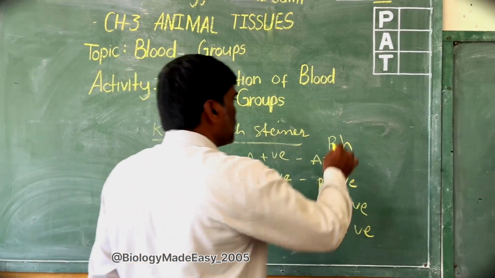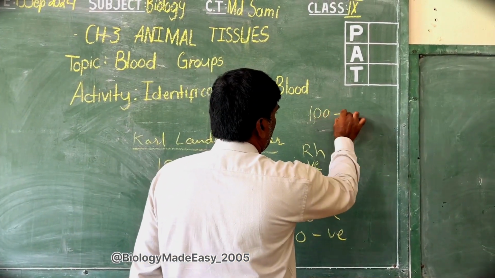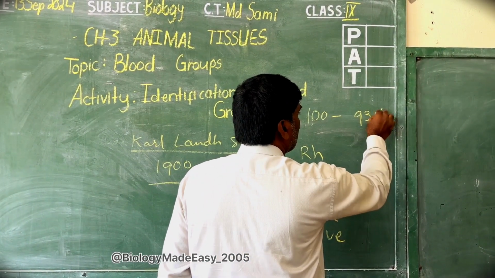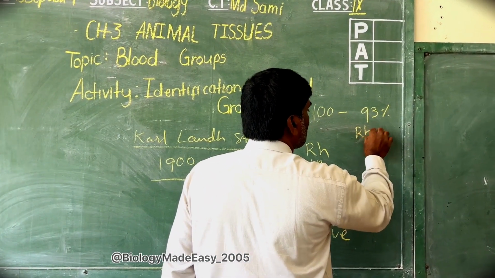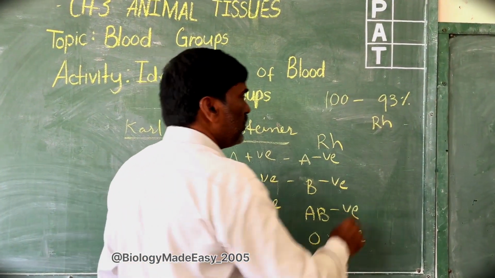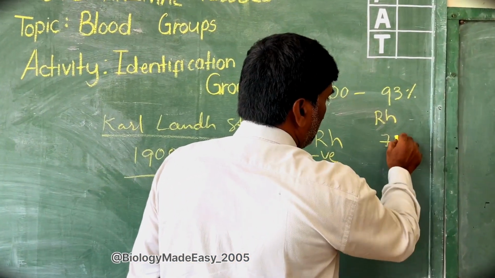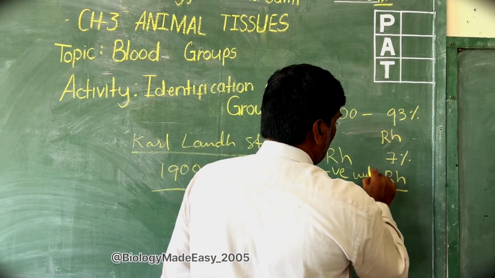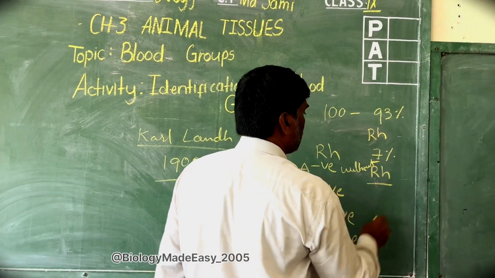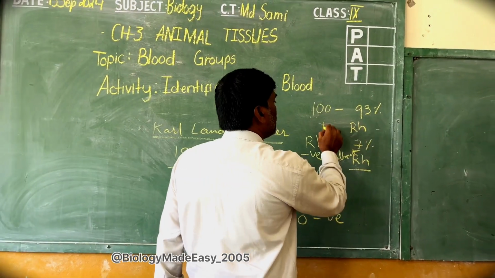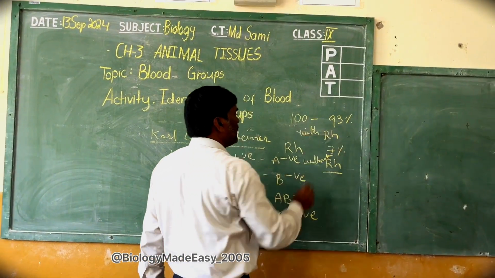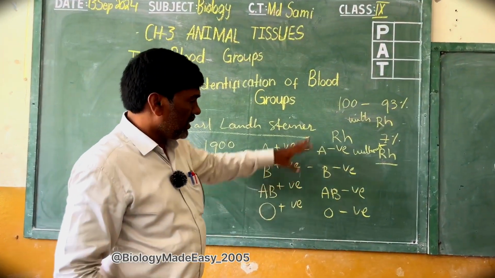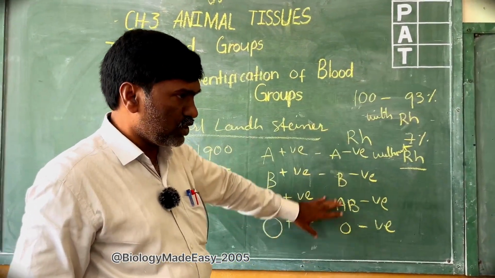In the total world, for example, you take 100% of people, in that 93% of people are with RH factor and only 7% of people are without RH factor. So by this he divided the blood groups in this way.